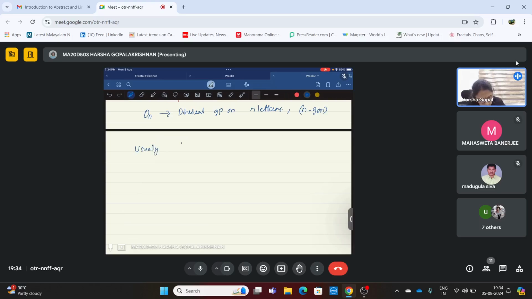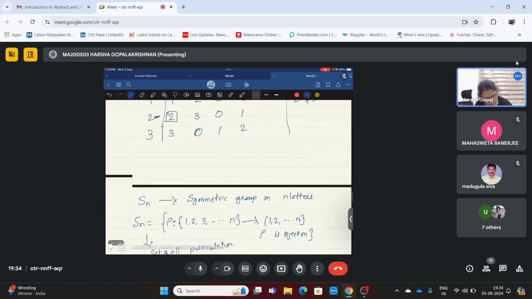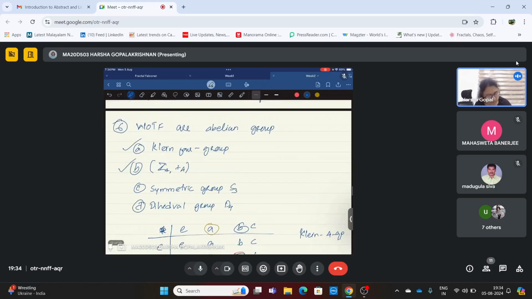Usually, f composite g and g composite f are different, but it is associative. Usually it will be associative, that is why it is a group first of all. So our intuition is that since S and Dn are all function spaces, their composition will not be commutative, and so what we can tell is this need not be abelian. For that we should give one counterexample to show it is not abelian. So the question is S3 and D4.